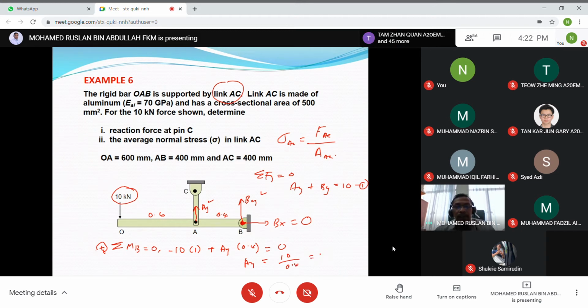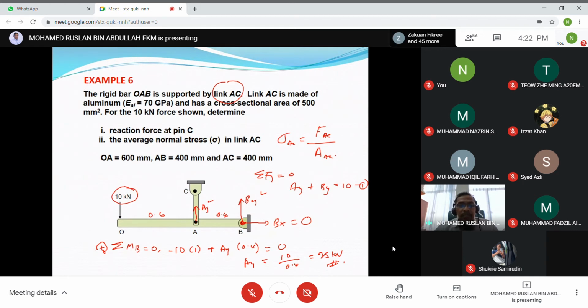Is it correct? How much? Yes, 25. 25 kilonewton. Okay, AY equals 25 kilonewton.